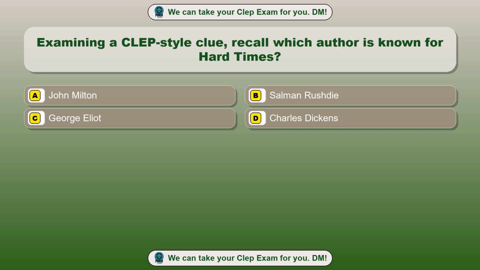Question 100. Examining a CLEP-style clue, recall which author is known for Hard Times. Option A. John Milton. Option B. Salman Rushdie. Option C. George Eliot. Option D. Charles Dickens. The correct answer is option D.